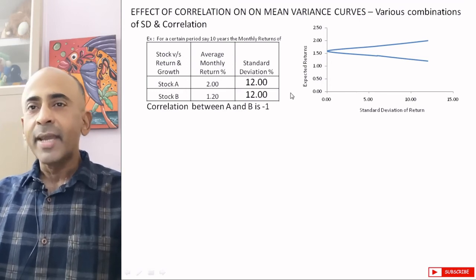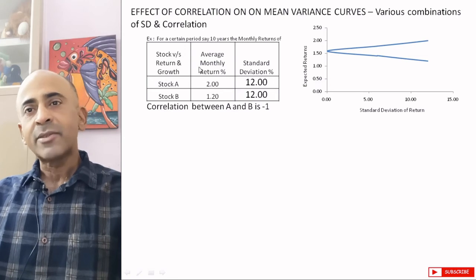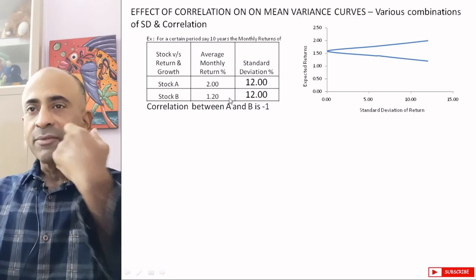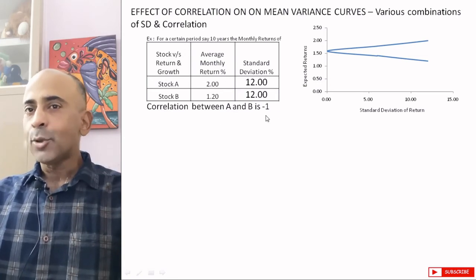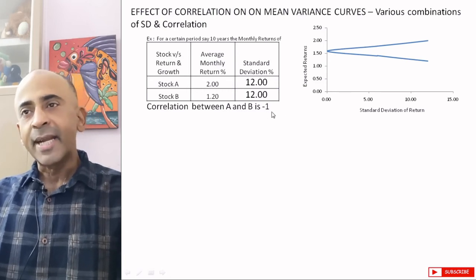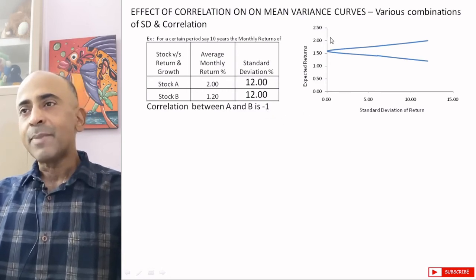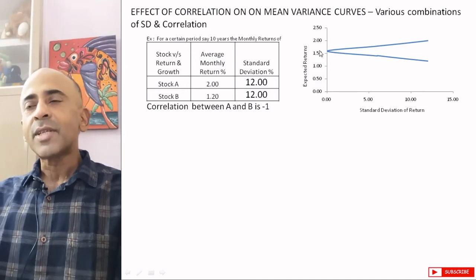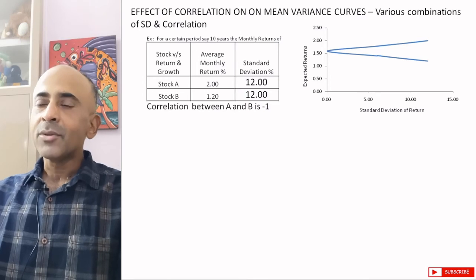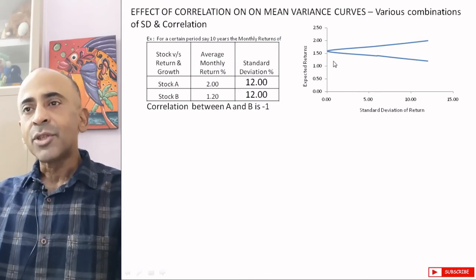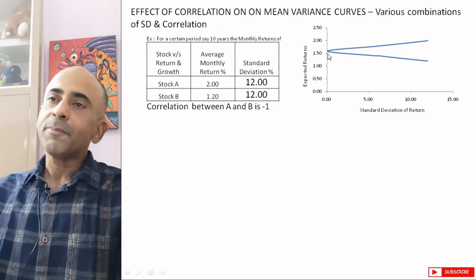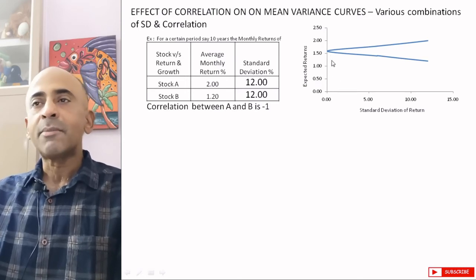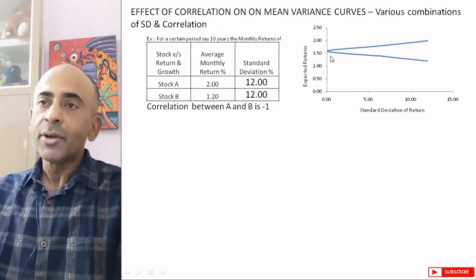Now the first case is stock A has returned 2% and stock B has returned 1.2%, but both have the same standard deviations and the correlation between them is perfectly negative. So you can see this looks like a hairpin, and the vertex of this triangle is touching the y-axis at somewhere around 1.2% monthly return. So this is an amazing situation. You see, 0% risk and a definite return of 1.2% monthly. That means somewhere around 14% annual return.